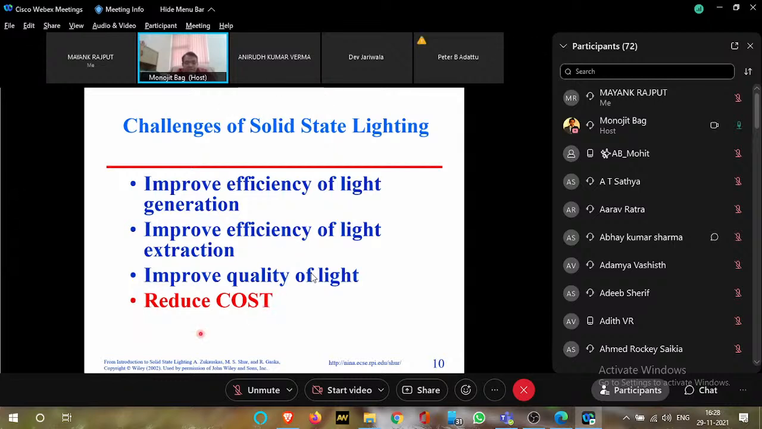And definitely the cost has to be reduced. At this moment, as I said, if you can buy, say, a 40 watt incandescent lamp at a much cheaper price compared to a 40 watt LED, the LEDs are much more expensive, right? So the cost has to be reduced. So these are some of the challenges.